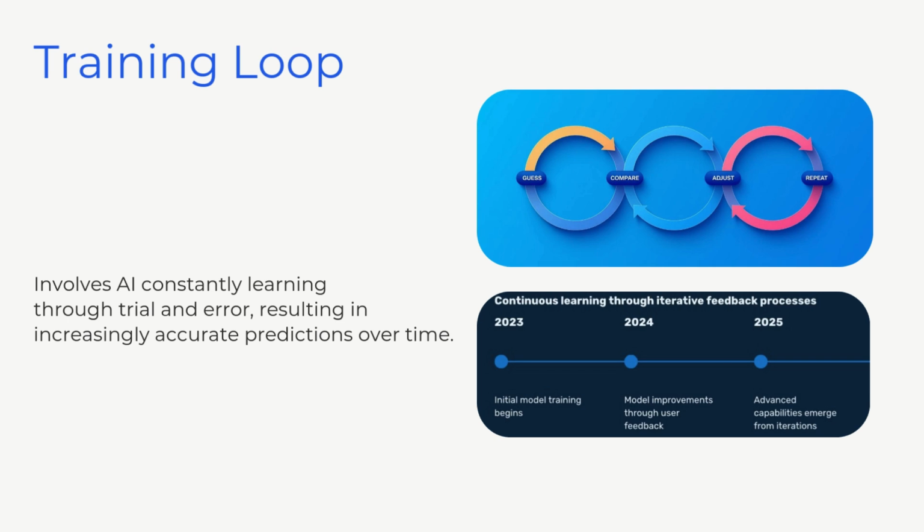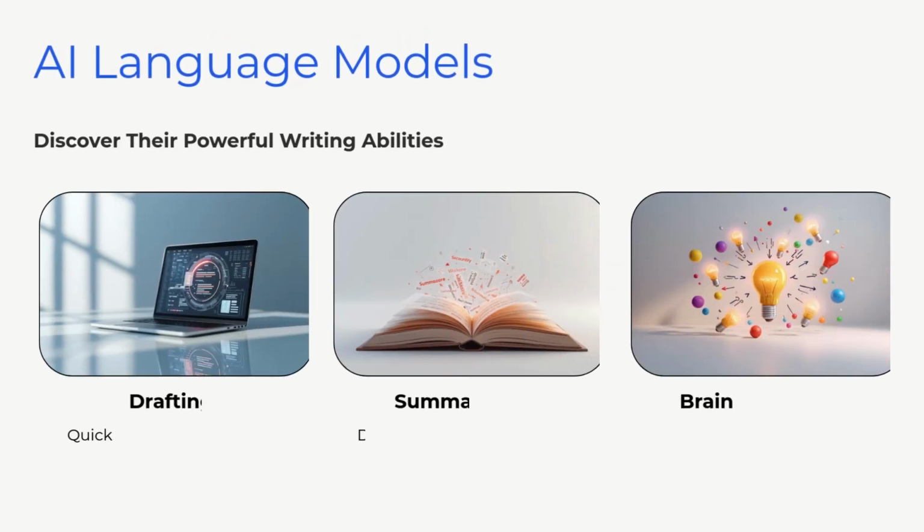This slide shows the training loop. Think of it like practice with feedback. It guesses, compares against the correct answer, adjusts, and repeats millions of times. In text, that might be, here's a sentence, predict the next word. In images, it might be, here's a missing region, predict what belongs there. Over time, the predictions get better.